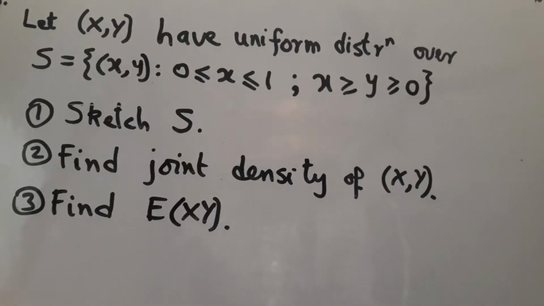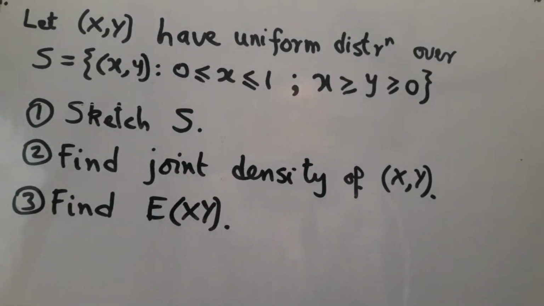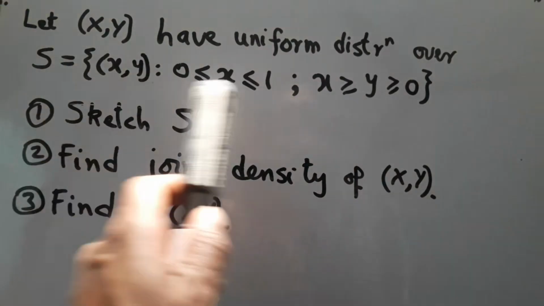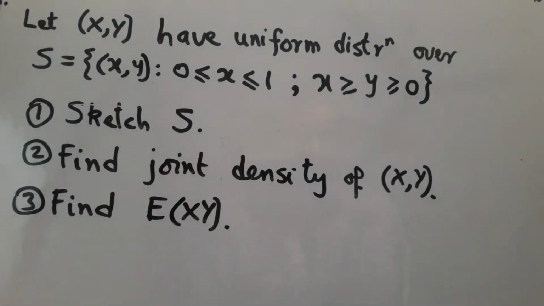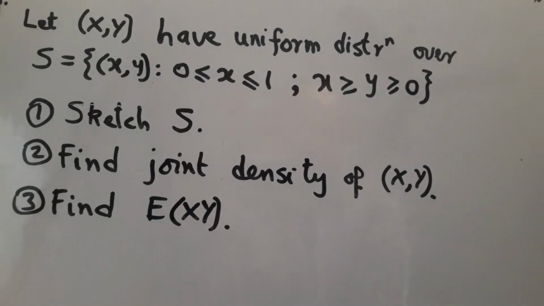In this problem, you are given x y that has a uniform distribution over this set S, which is a subset of R2. Your final aim is to be able to find the expected value of x times y, and these two are steps leading to it.